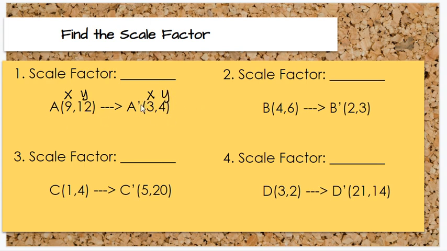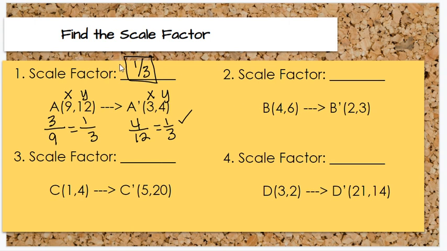So we're going to take and make fractions here. We take the X value of the image, which is 3, and put it over the original X value, which is 9, and then we're going to reduce that. 3/9 reduces to 1/3. And then we're going to do the same thing for the Y value. So 4 over 12. And does that also reduce? Yes, 4/12 also reduces to 1/3. So this one is indeed a dilation, and the scale factor by which it was dilated is 1/3.